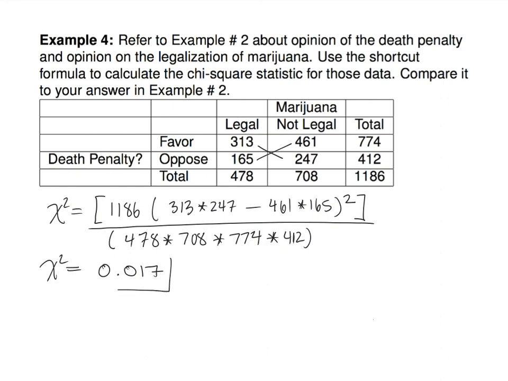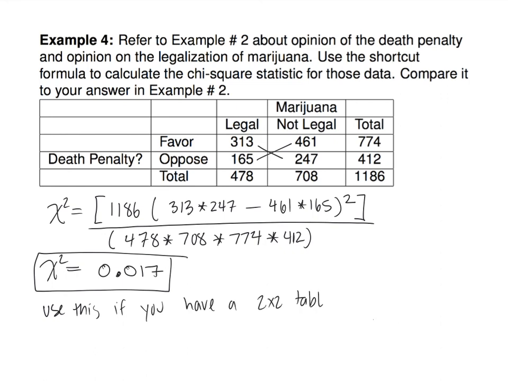And once again, I recommend trying to do this in one go. Don't do intermediary steps. Punch it in one go. And also brackets, same thing as parentheses, so they mean nothing different. So my advice is to use this if you have a 2x2 table to save time. Otherwise, you have to find expected values. But it's a great little shortcut if you can use it.